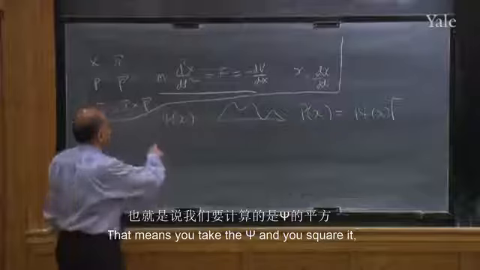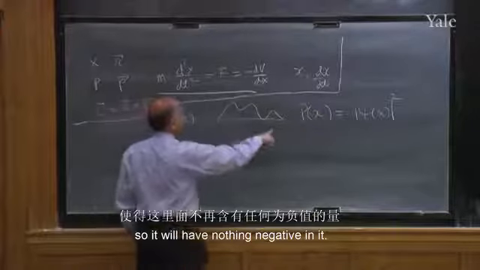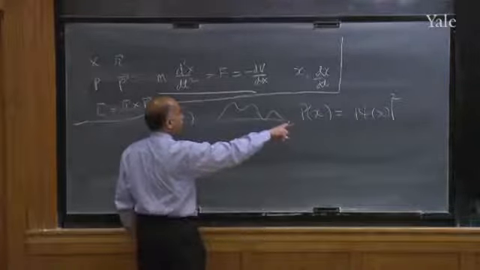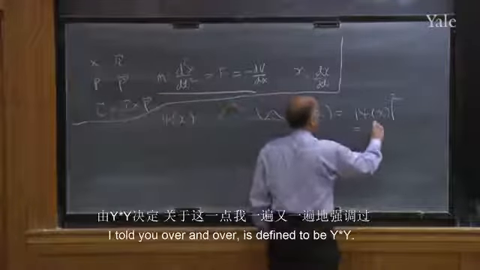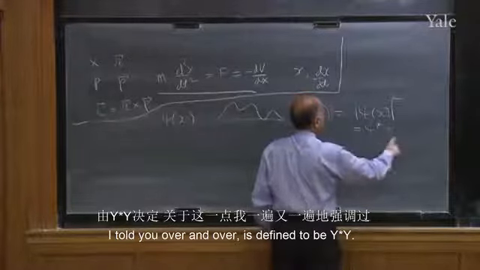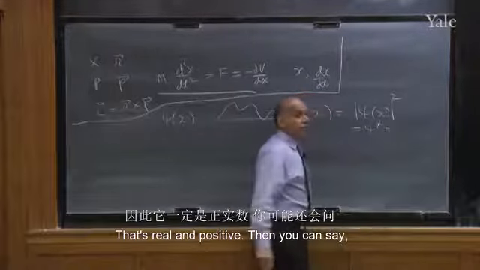That means you take this psi and you square it, so it will have nothing negative in it. Everything will be real and positive. And psi itself may be complex, but this psi square, I told you over and over, is defined to be psi star psi. That's real and positive.